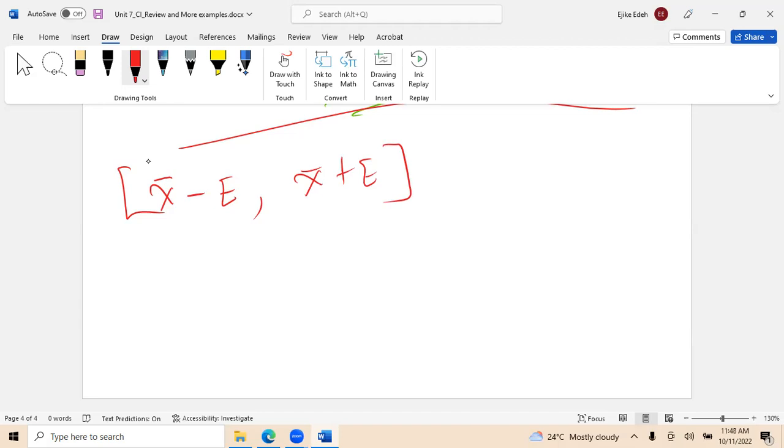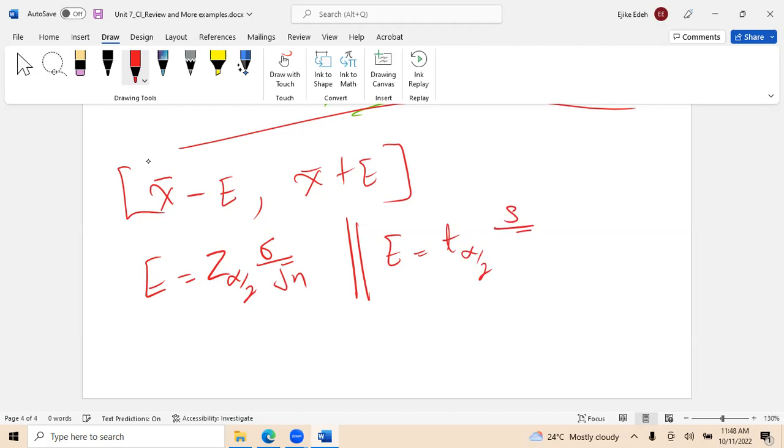The margin of error could be a Z or a T. If we know the population standard deviation, then it's going to be a Z: Z alpha over 2 times population standard deviation divided by square root of n. But if we don't know the population standard deviation, then the margin of error will be T alpha over 2 times sample standard deviation divided by square root of n. Whichever one it is, we can solve that separately.